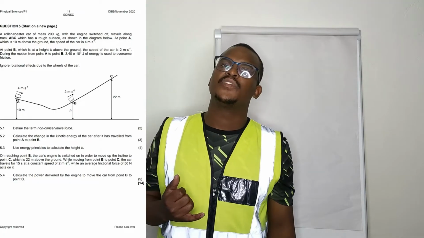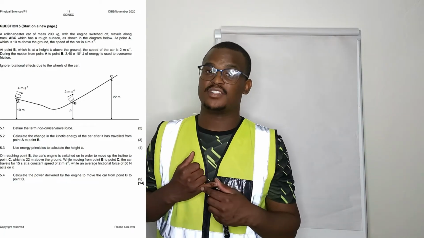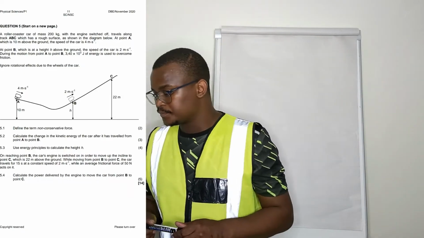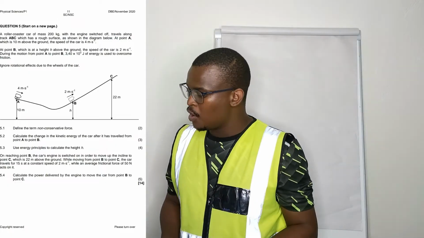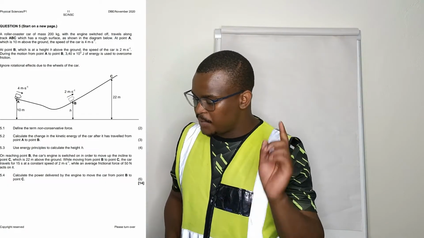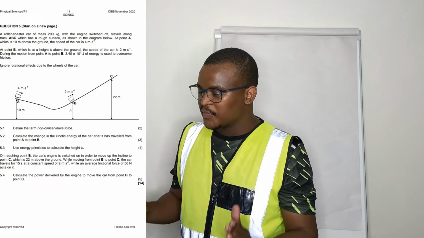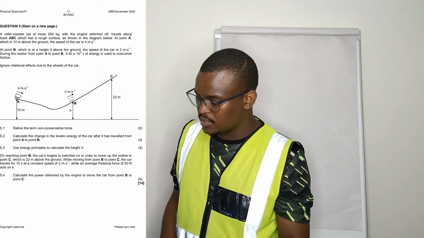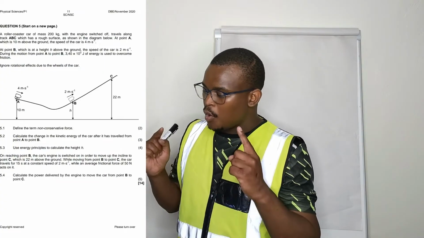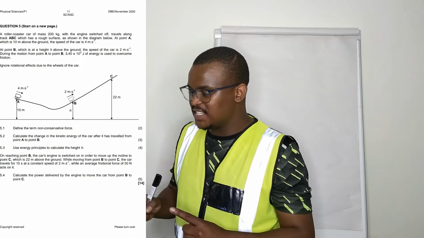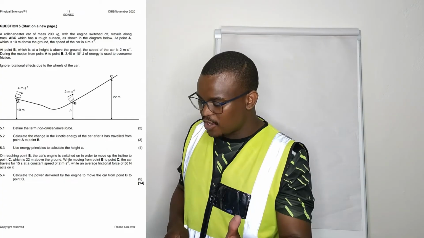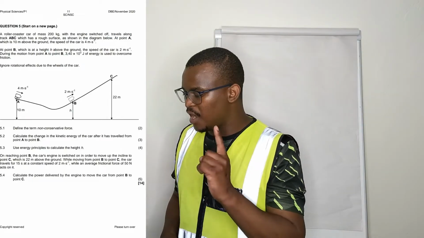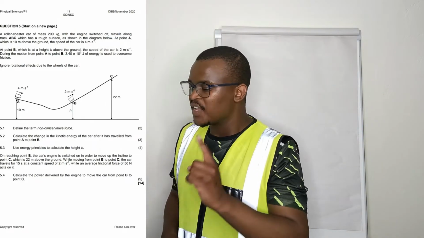So now there will be an applied force at this point. But let's continue, because the engine will be applying the force. While moving from point B to point C, the car travels for 15 seconds at a constant speed of 2 meters per second, while an average frictional force of 15 newtons acts on it.